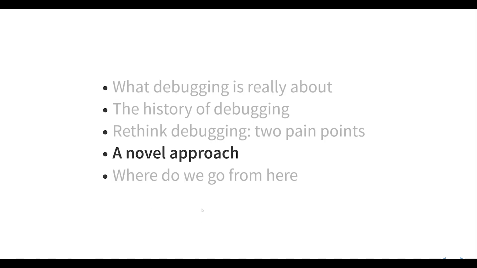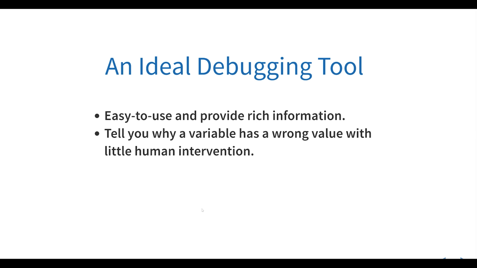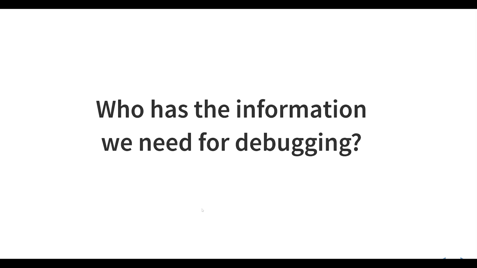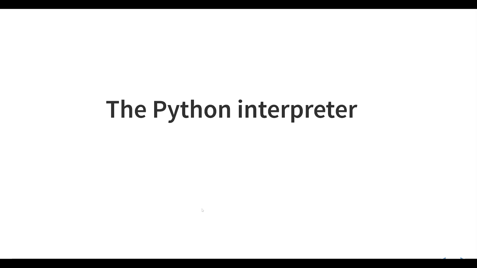Next, we'll talk about a novel approach to tackle these 2 pain points. Like I said, an ideal debugging tool should be easy to use and provide rich information. It should tell you why a variable has a wrong value with very little human intervention. So for a moment, let's just forget about the existing tools and their capabilities and think about one question. Who has the information we need for debugging? And the answer is the Python interpreter.